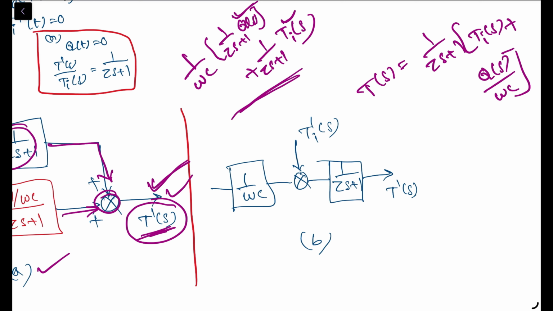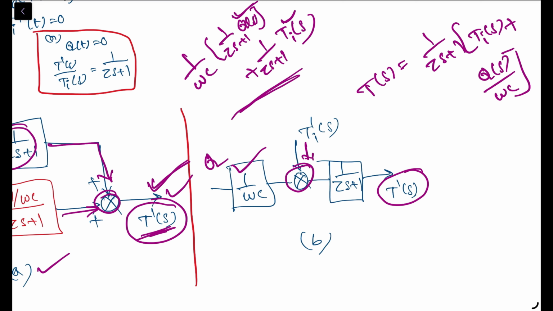So what is step 1 here? First, the heat input Q of S passes through the block called 1 by WC. This converts the heat input into an equivalent temperature effect. Then we add the two inputs: the modified heat signal and the inlet temperature signal are added at the summing junction. This combined signal then passes through the process dynamics, 1 by tau S plus 1. Finally, we obtain the output T of S.